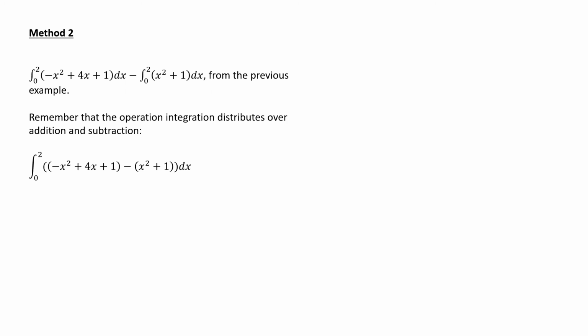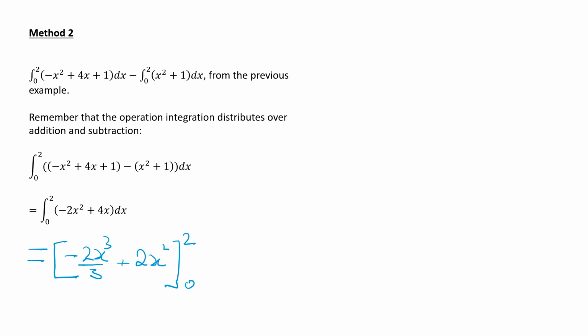So therefore I can actually rewrite this as the integral between 2 and 0 of minus x squared plus 4x plus 1 minus x squared plus 1, all with respect to x. Without any real problem, that becomes the integral between 2 and 0 of, and of course I get, minus 2x squared plus 4x with respect to x because of the negative sign distributing through the second bracket, and then this becomes a nice easy integration.